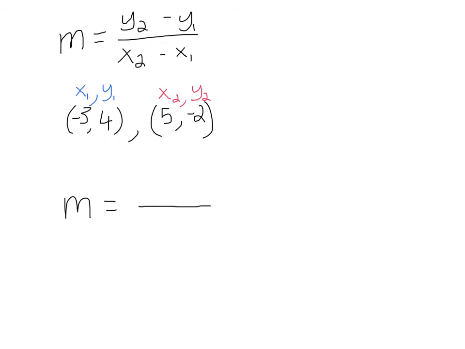So remember that the change in height goes on the top, not the change in the x's. So on the top should be the y values. So we have -2 minus 4 on top, and then the 5 minus the -3 on the bottom.